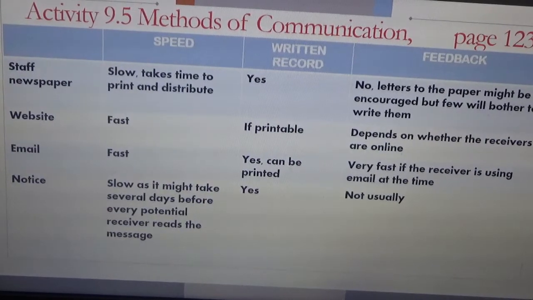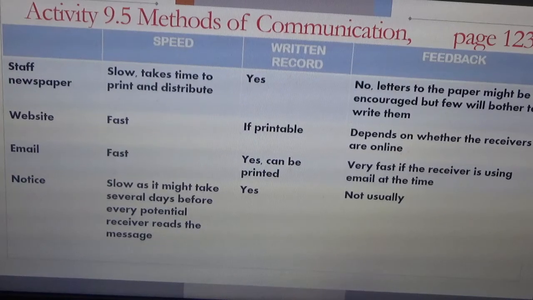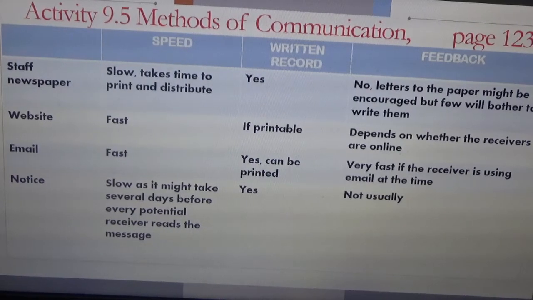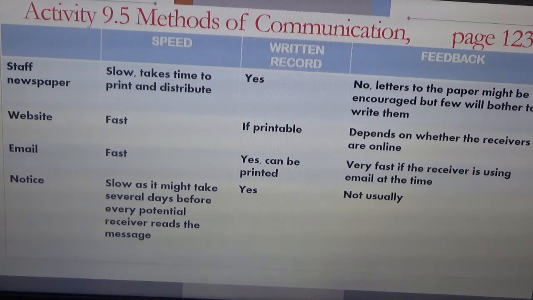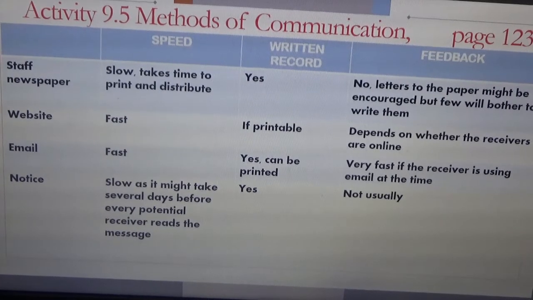For staff newspaper, it's quite slow because it takes time to print and distribute them. It is a written record actually itself, and there's no feedback because letters to the paper might be encouraged, but few will bother to write them.